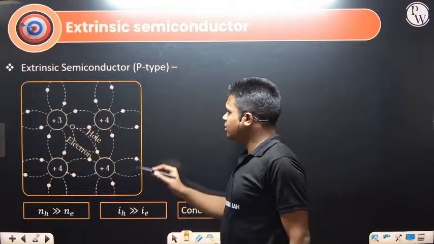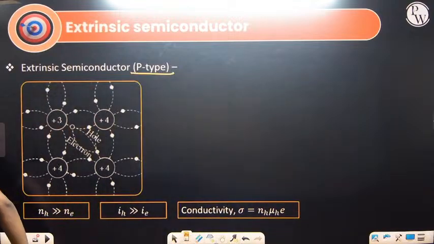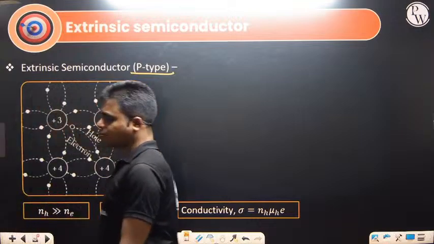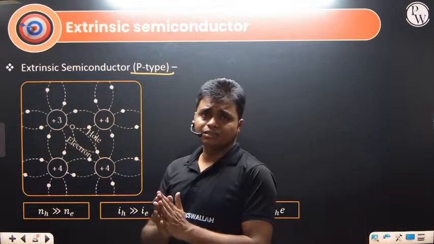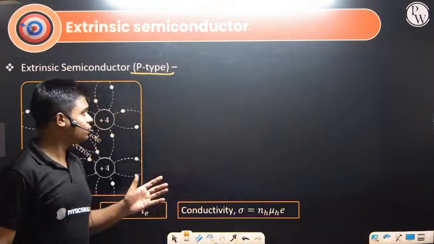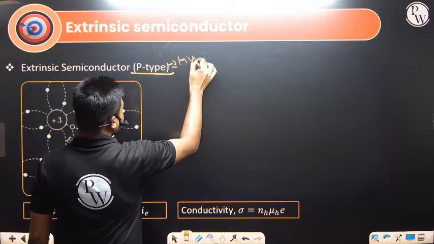There are two types of semiconductor: first is P type and second is N type. So the P type semiconductor and N type semiconductor, that we are going to learn now. What is a P type semiconductor? Whenever any semiconductor is doped with a trivalent atom, it is a P type semiconductor.